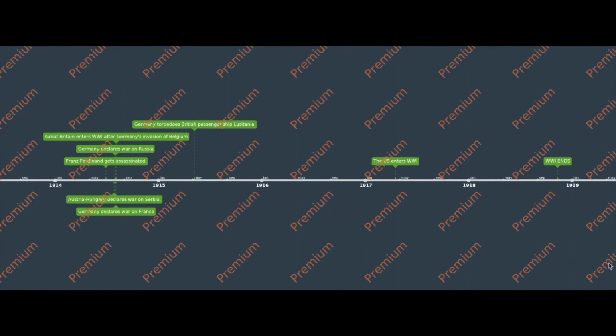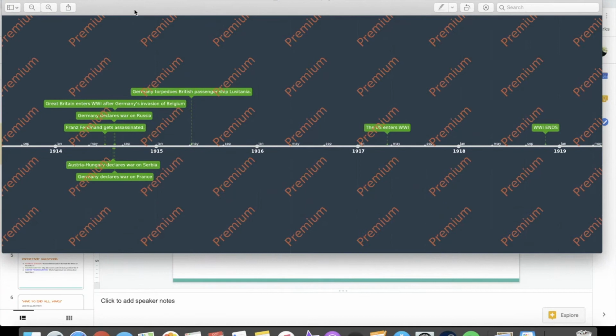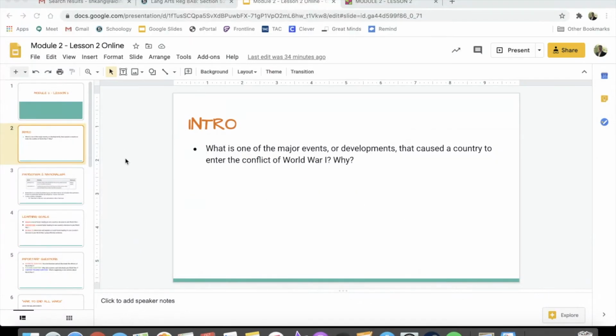Right, so this is a timeline of all the major events from the two articles I gave you. These aren't all the major events in World War I. These are just the major events that the two articles went over, okay? Then we are going into it.